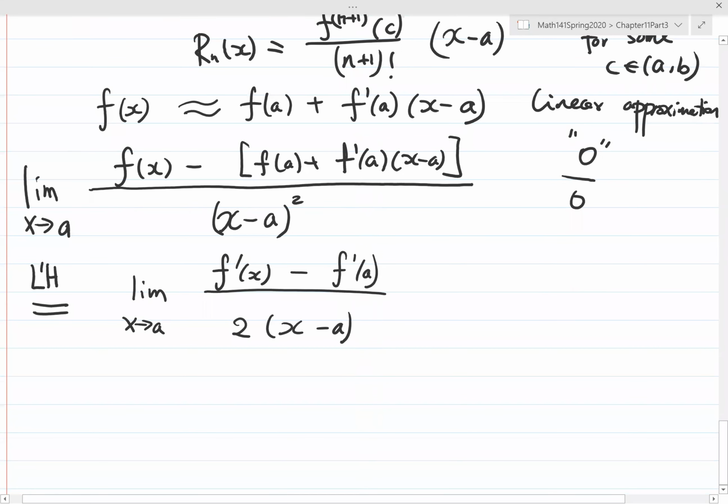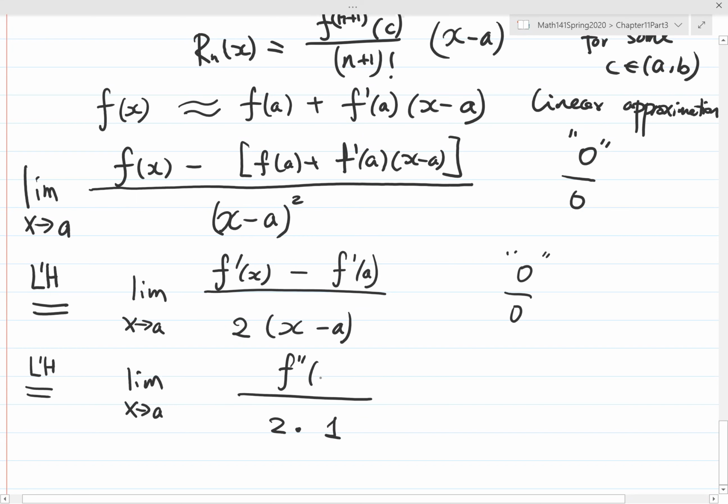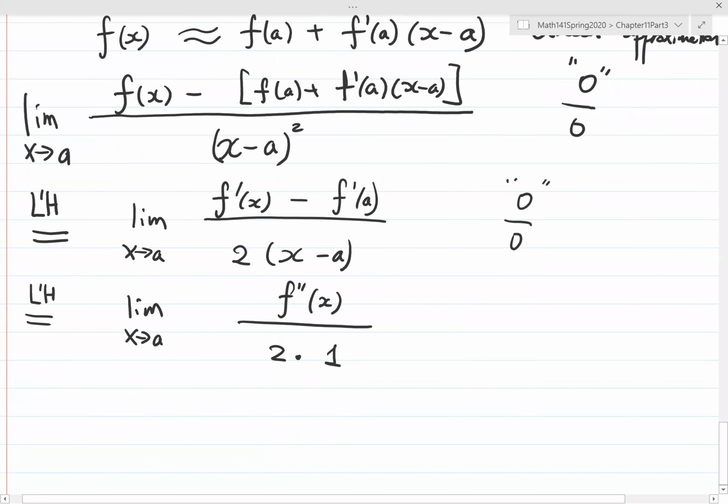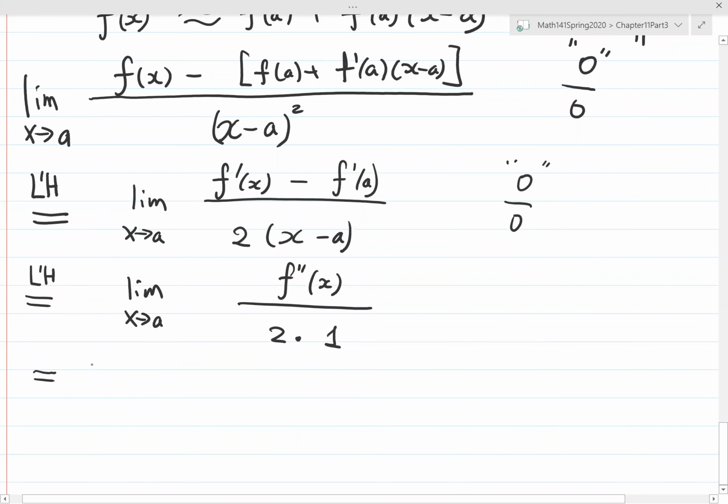Then you see this is again 0 over 0. If you plug in x equals a, you get 0 over 0. So again, you can apply L'Hopital's rule again. Then the denominator, 2 times the derivative of x, gives 2. The numerator, minus f''(a) is constant, so we take the derivative with respect to x. Then as x approaches a, use continuity, we get f''(a) over 2 times 1, which gives you 2 factorial.